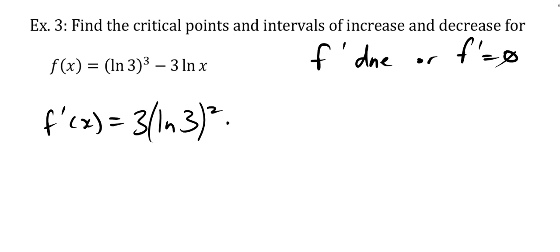I forgot that there was a mistake in here. This should be an x. Doesn't make a lot of sense as ln of 3. It's not supposed to be a constant. It's supposed to be an x. Makes it a bit more interesting. There we go.